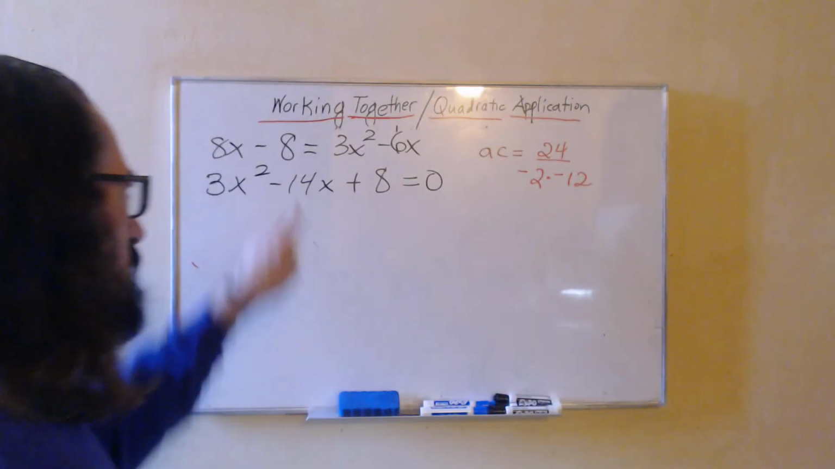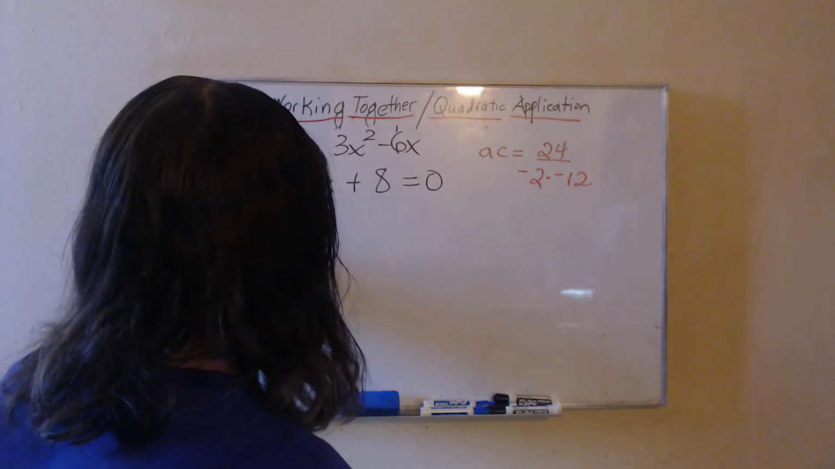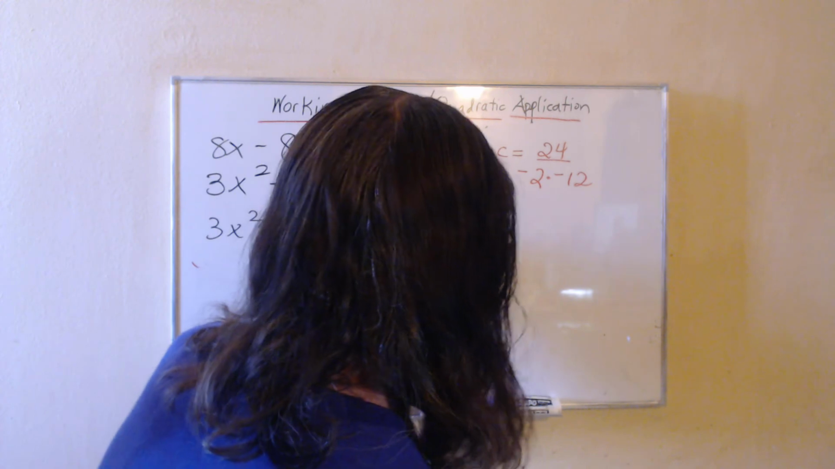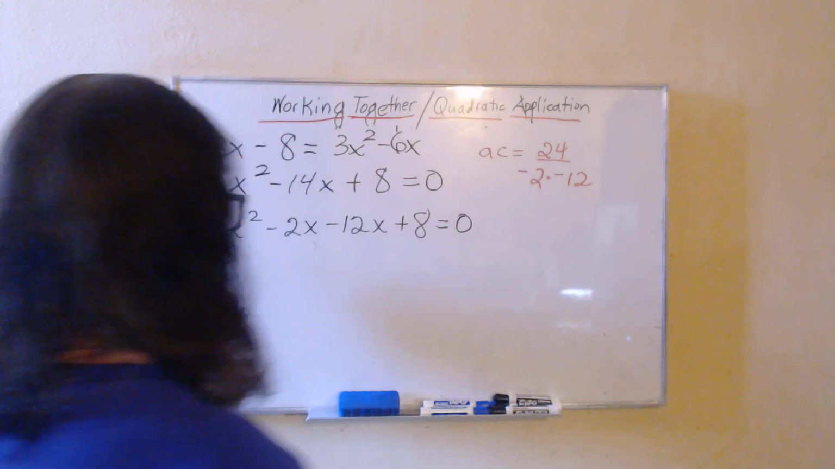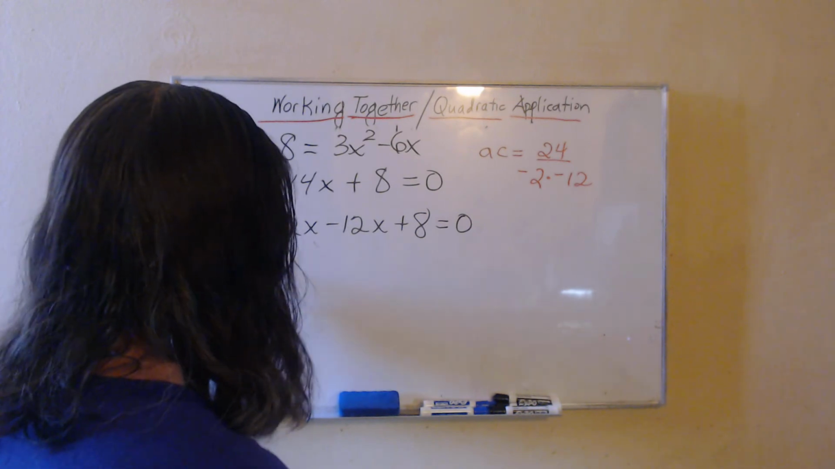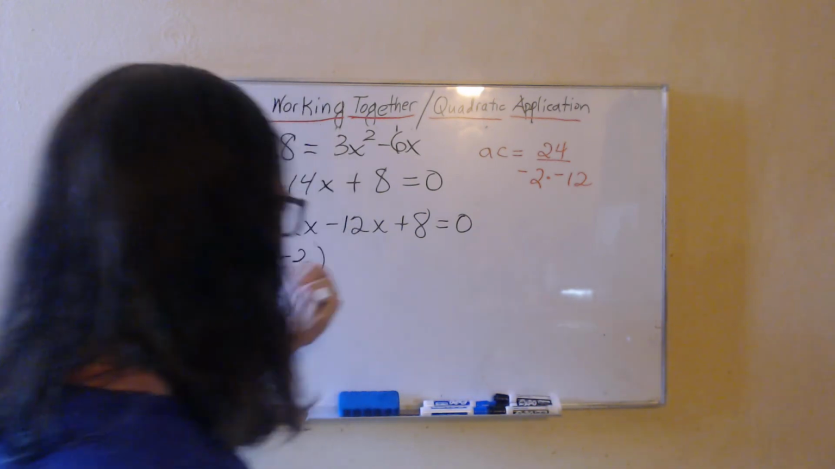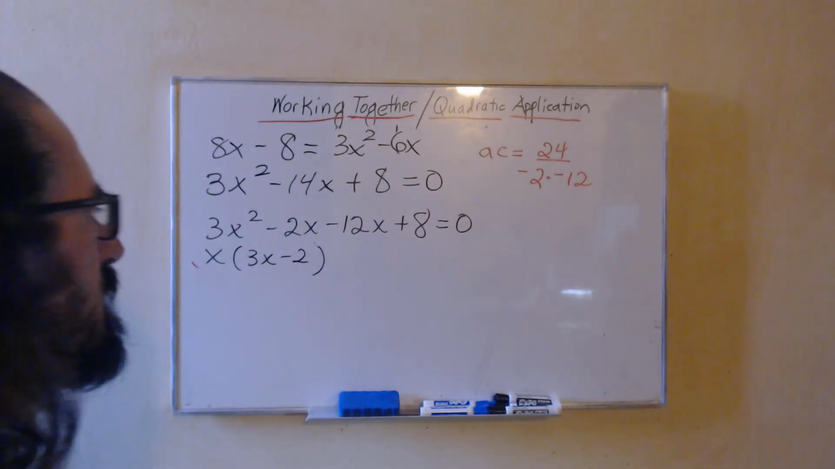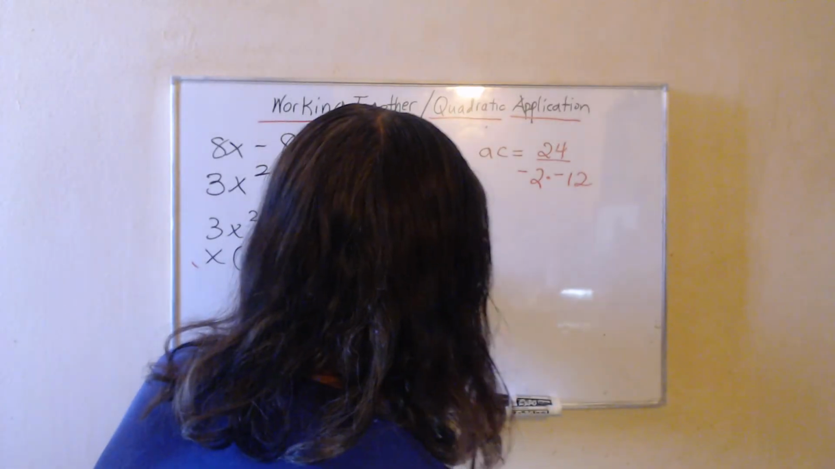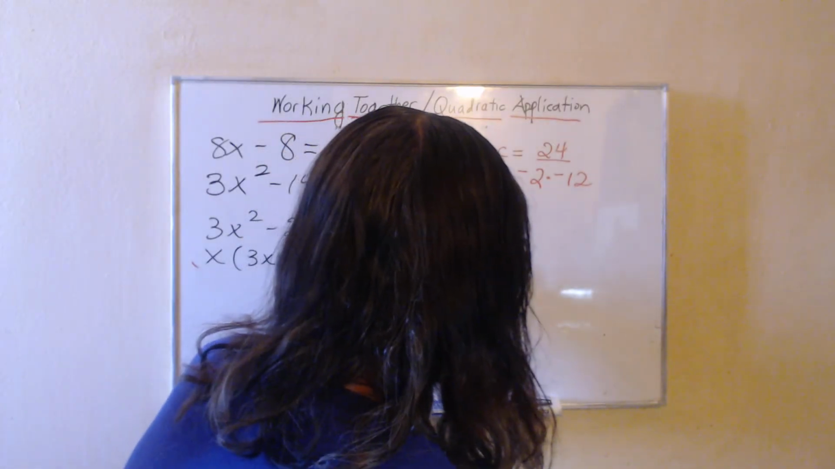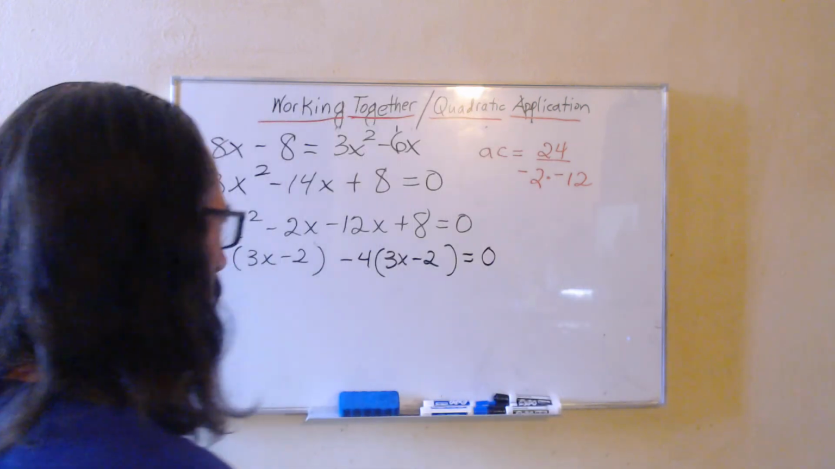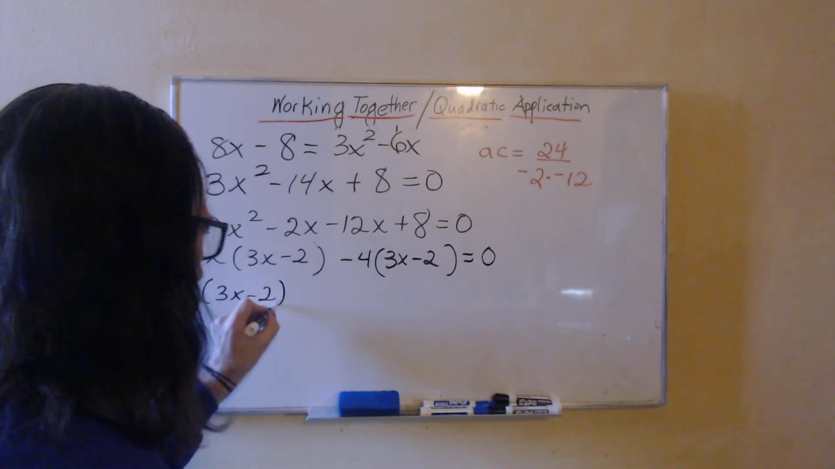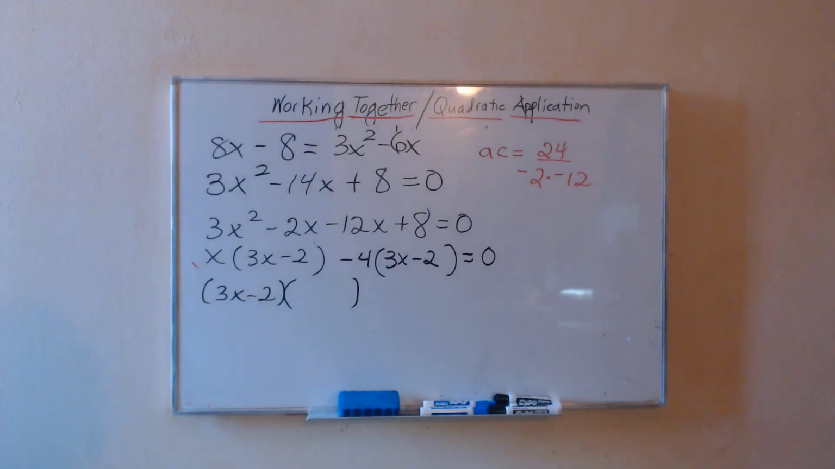If I use those two numbers to split up the negative 14, then we could use factoring by grouping. Factor out an x from the first group. Because the second group has a negative lead coefficient, I'm going to factor out a negative 4. And that also gives me 3x minus 2. So 3x minus 2 is in common. The other factor is x minus 4.